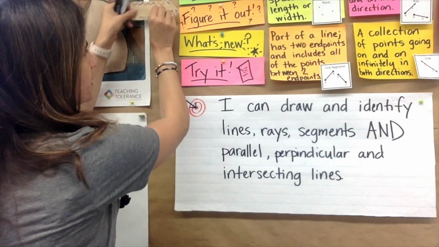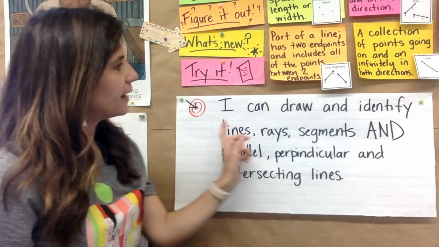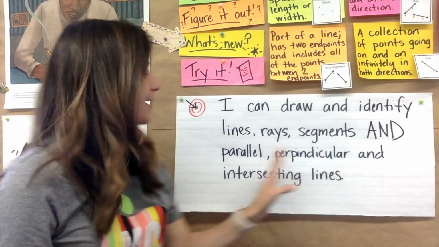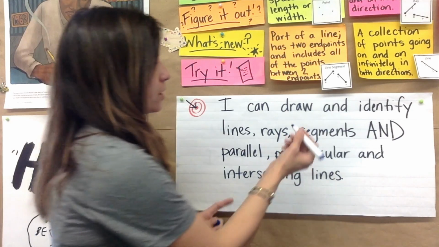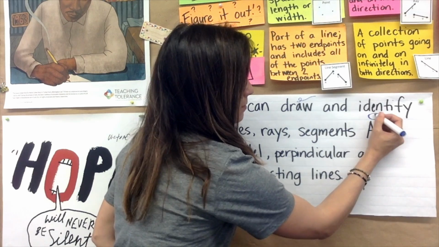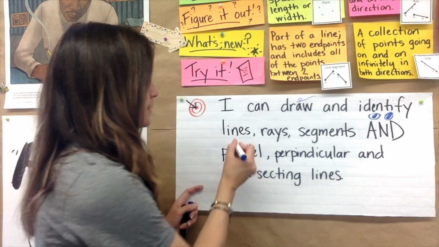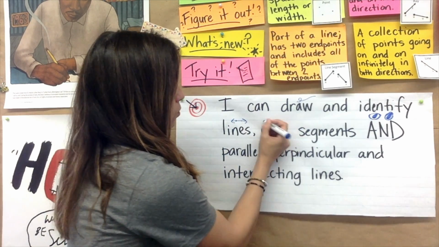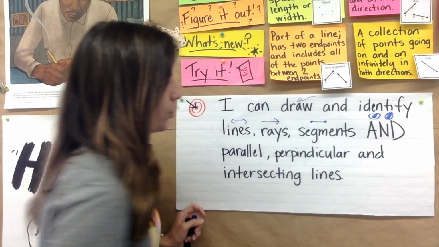All right, for What's New, we have a new learning target here today. I can draw and identify lines, rays, segments, and parallel, perpendicular, and intersecting lines. So we know we're gonna be doing some drawing. I'm just drawing a figure there. Identify means we can name it, we can identify with our eyes. So we know lines go in both directions. Rays go in one direction, and segments stop at 2 endpoints.